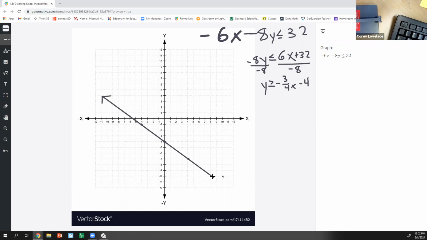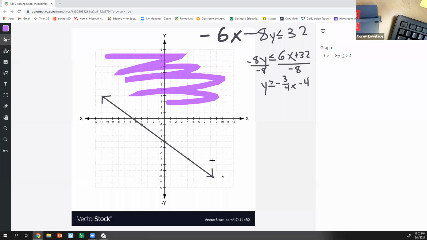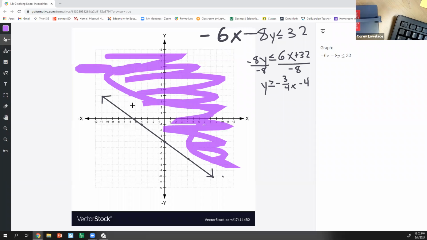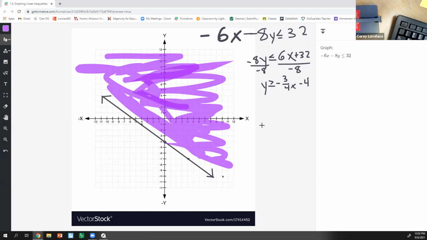Then we think about where we're shading. It's greater, so that means I'm going to shade everything above my line. And again, you don't have to take your time to fill in everything, just enough that I can tell that you're choosing above or below correctly.